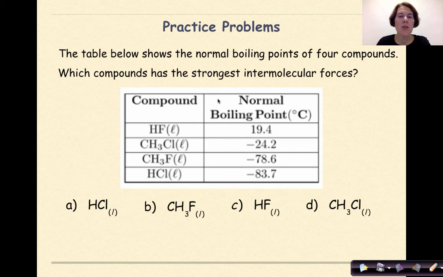Based off the information given on normal boiling points, we are looking for the compound that has the highest boiling point. Out of these boiling points, HF has the highest boiling point, therefore that has to be the correct answer. HF is also the only compound here that experiences hydrogen bonding as its intermolecular force.